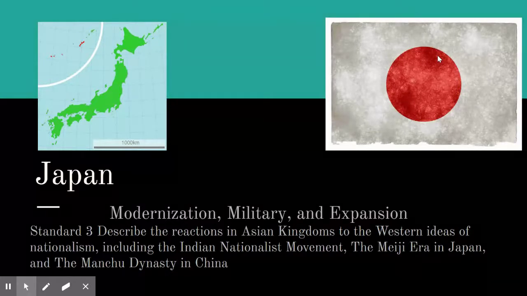Again, the standard three: describe the reactions in Asian kingdoms to Western ideas of nationalism, including the Indian nationalist movement, the Meiji era in Japan, and the Manchu dynasty in China. Of course, we've already discussed the Indian nationalist movement when we talked about the INC and we talked about Gandhi in India and British control over India and so on. But now we're going to look at Japan.